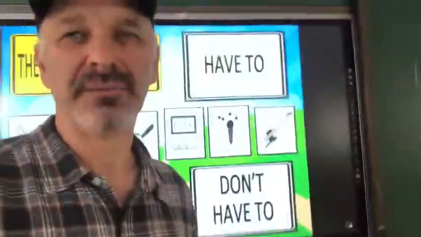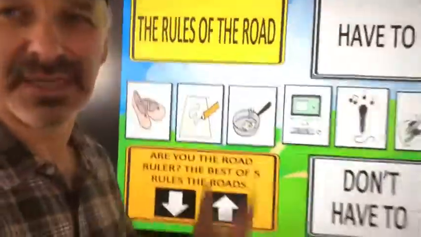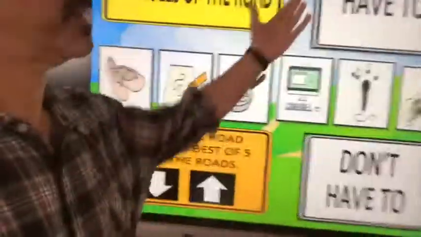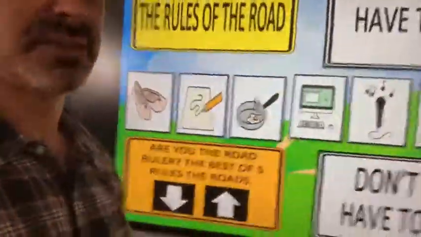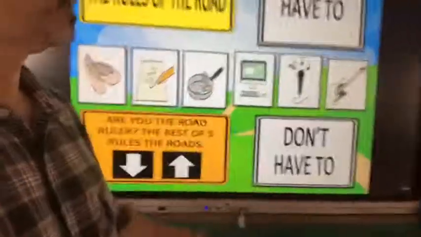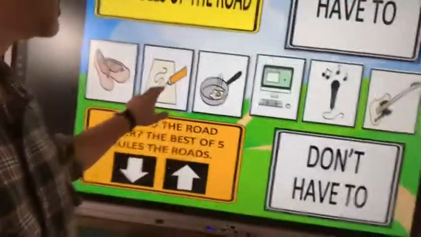And then we get to this. This is based on that superhero game I came up with called the Ability Wars, and I use it here. This time I'm using it to say the rules of the road. So I have one team be "have to" and one team "don't have to." And I say, give me a rule. So the "have to" team says, you have to draw a picture, and the "don't have to" team says, you don't have to play guitar. So let's see here.